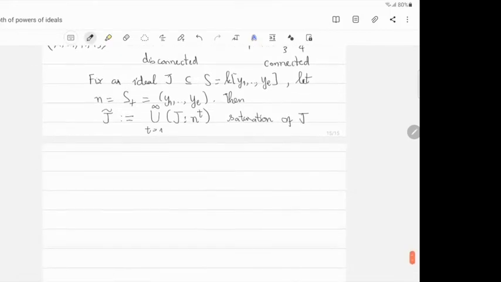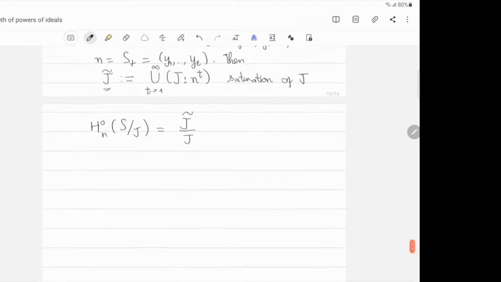And why is this relevant? Because if you compute the zeroth local cohomology, by definition, this is everything in S mod J that is killed by some power of N. And if you compute it, then it is actually the saturation of J over J.